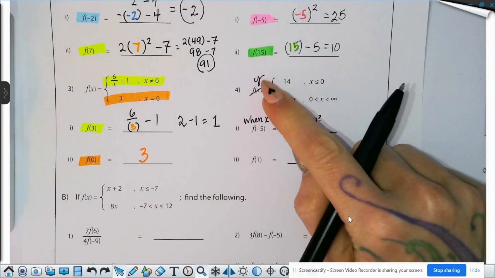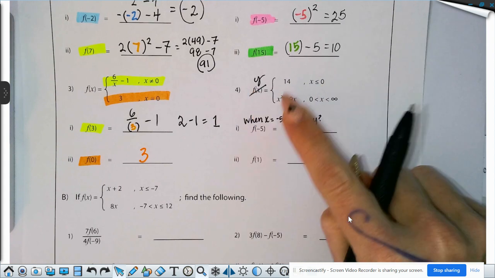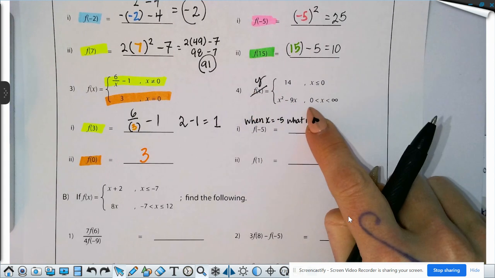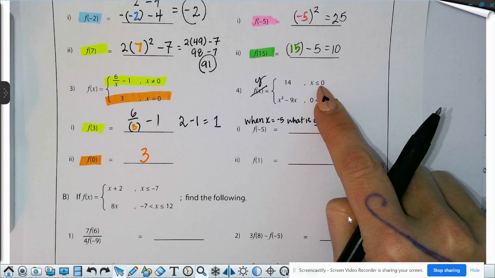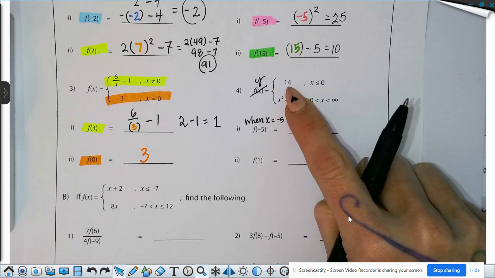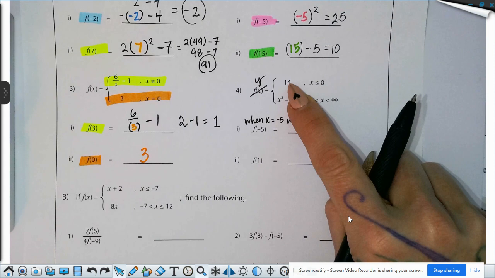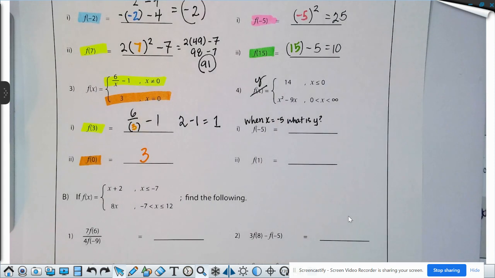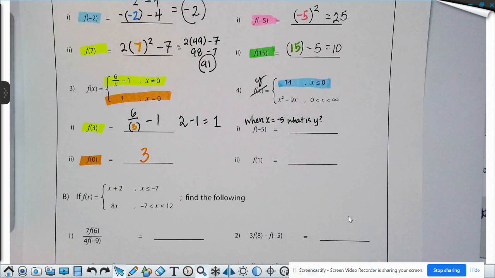So this is saying y is 14 when x is less than or equal to 0. Y is x squared minus 9x when x is greater than 0. So if we get a 0, it's going to go up here, which is awesome again because there's nothing to actually do except say that the answer is 14. Let's do our highlights. We have a blue function and a green function.